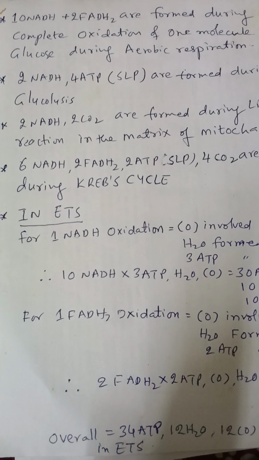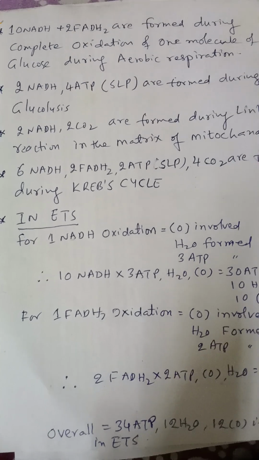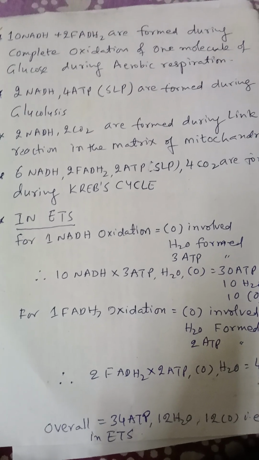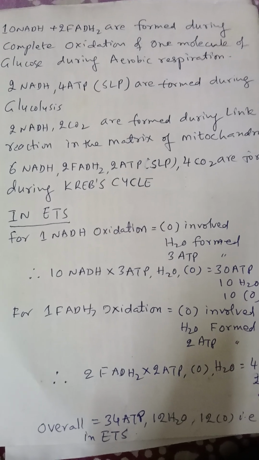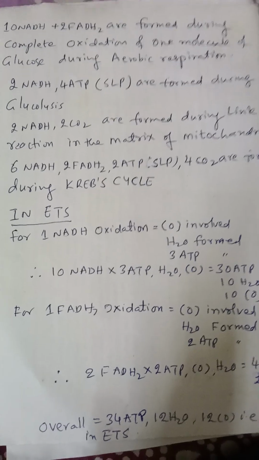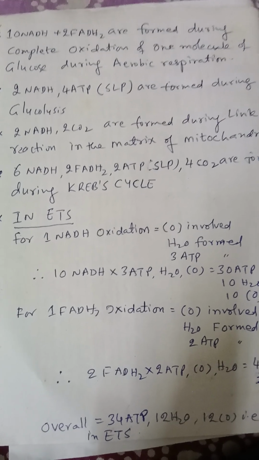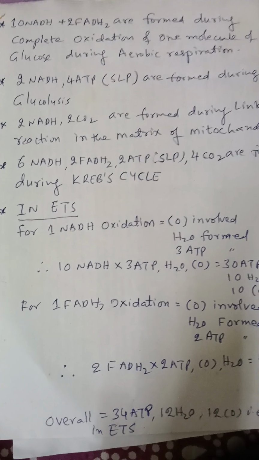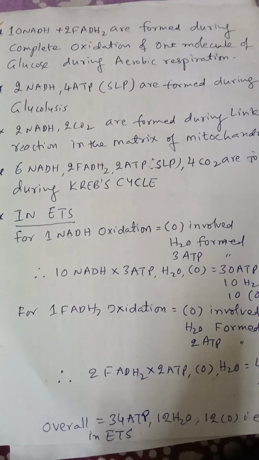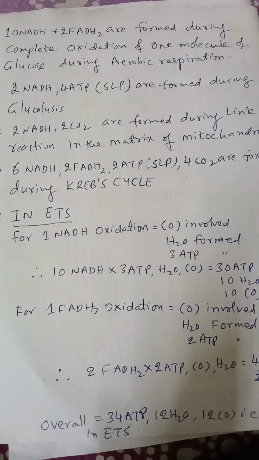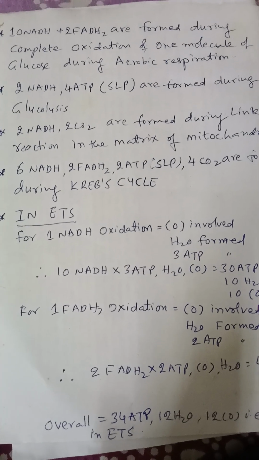2 NADH and 2 CO2 are formed during the link reaction in the matrix of the mitochondria, that is nothing but the inner compartment. So during this time, which product is formed? We already know 2 moles of acetyl coenzyme A are formed, and these 2 moles of acetyl coenzyme A are the link substrate between glycolysis and the Krebs cycle.